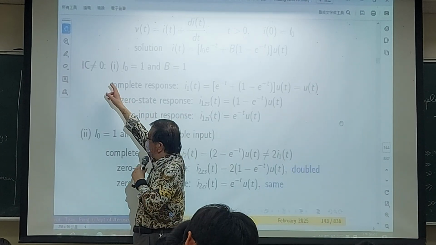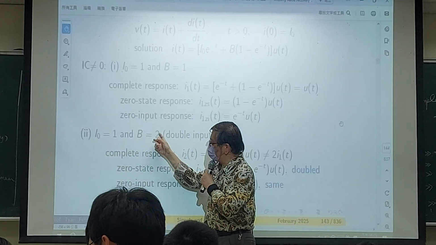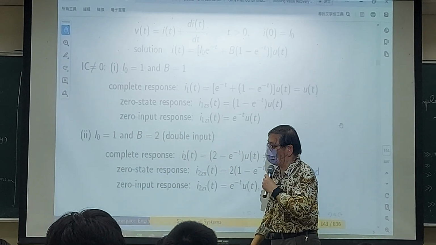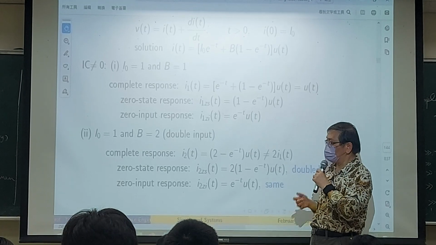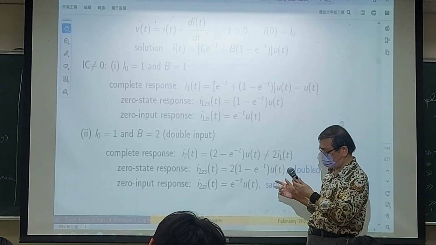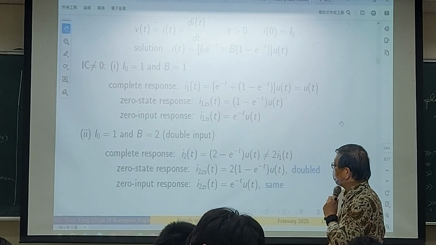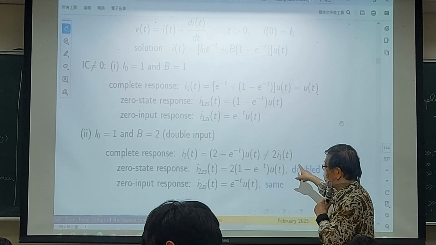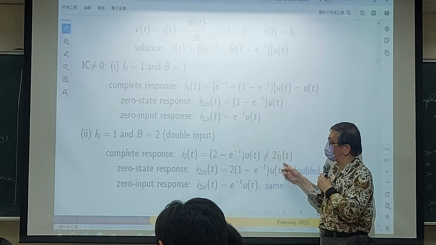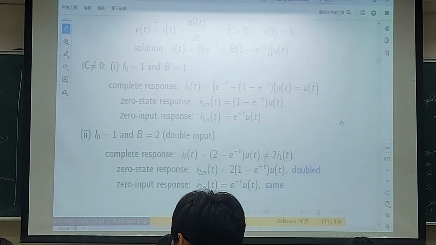If the initial condition is non-zero, and also we have an input signal, then you can see that the linearity will not be satisfied. So I need you to read this by yourself. Please read this by yourself. This is a very good and simple example, but please read it by yourself.